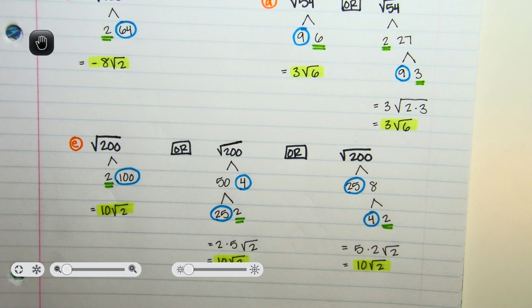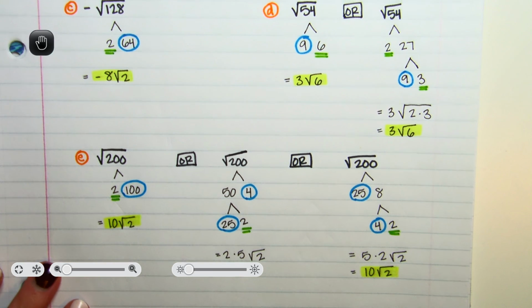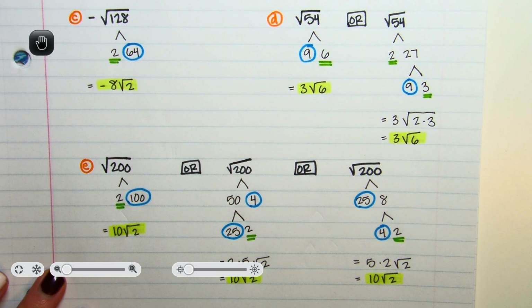But a really good sure way of figuring out what your little tree options can be is if it's even, you know 2 goes into it. And if it ends in 0 or 5, you know that 5 goes into it. So you always have at least a starting point.